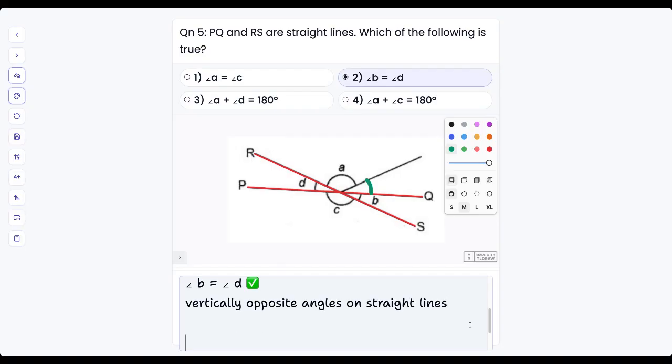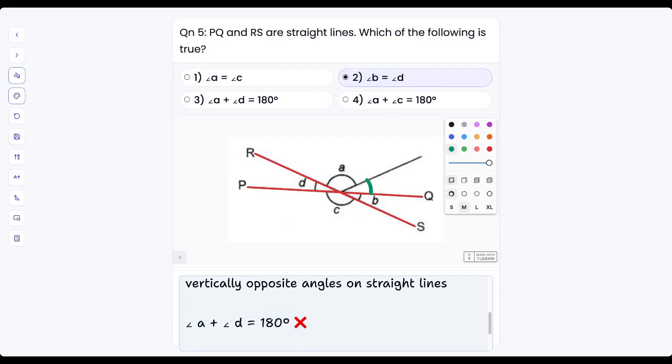So we can go to option number three just to see. Angle A plus angle D is 180. So angle D plus angle A, in this case over here, is it equal to 180 degrees? The answer is no. What is equal to 180 degrees is angle A plus angle D plus the angle in green, in this case over here, the green angle. And this will be 180 degrees.